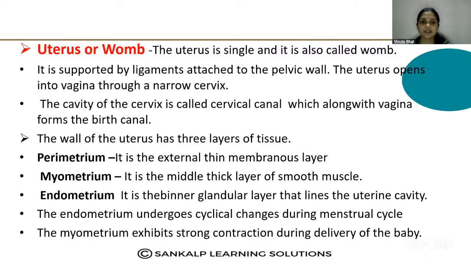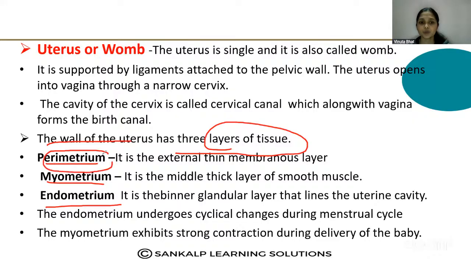Then the uterus, or womb. Very important thing that you should learn: the wall of the uterus has three layers of tissues: perimetrium, myometrium and endometrium. The perimetrium is the external membrane, the myometrium is the middle layer, and the endometrium is the innermost layer. The endometrium undergoes cyclical changes during the menstrual cycle. That is very important about the uterus.